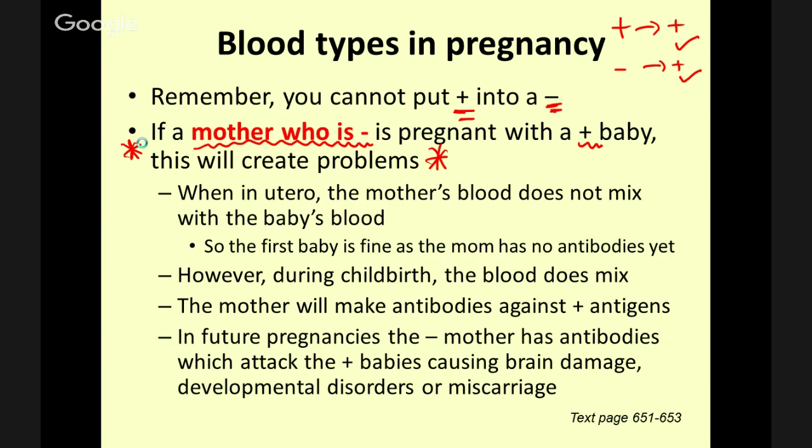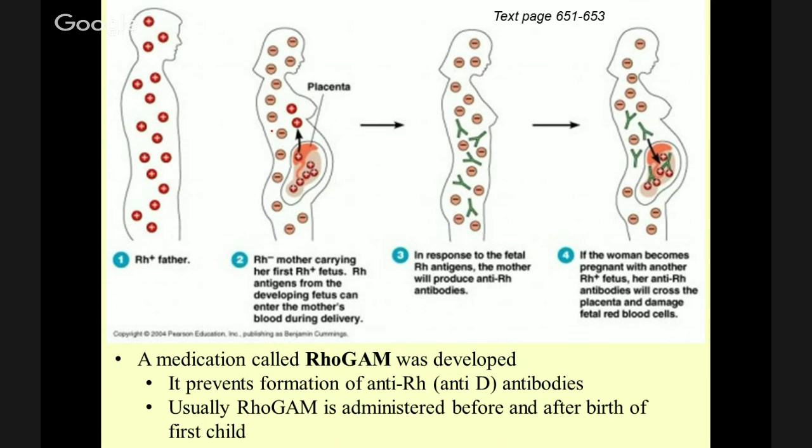So remember, for the first pregnancy, this positive baby is inside the uterus and the bloods are kept separate. So the mom is not going to make the antibodies until she gives birth to this first baby. But then for all future babies, this is going to be a big problem because now she's going to have antibodies which attack and kill positive babies. So if we don't prevent the formation of these antibodies, all future positive babies will be attacked and killed.